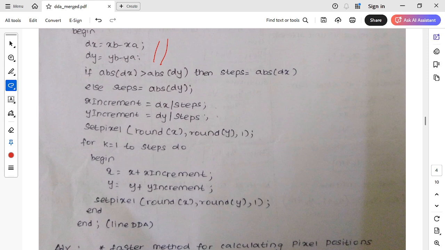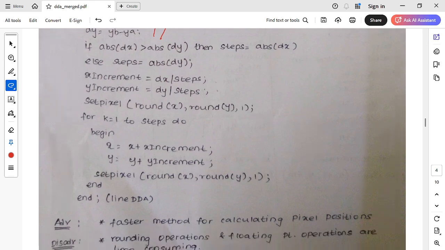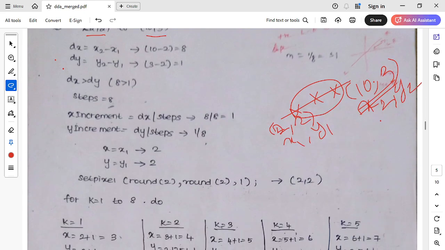Next you're going to find the x increment and y increment. The x increment is dx divided by steps. The dx value is 8 and the steps value is 8. So the x increment is going to be 1, and similarly you calculate the y increment, which is 1 by 8.